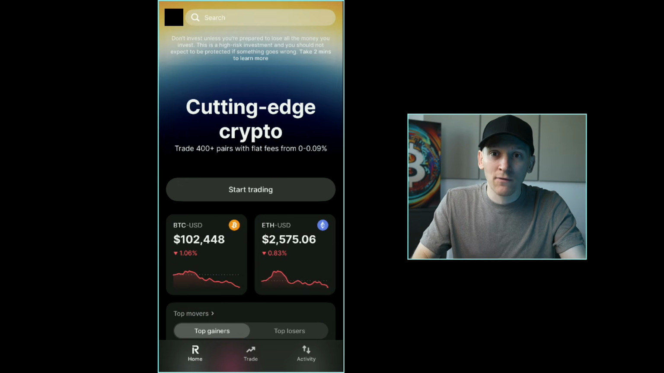If you don't have your Revolut account set up yet, go and download the app. It takes 2 seconds to set up. It's too much for this video. I just want to focus on crypto trading here.